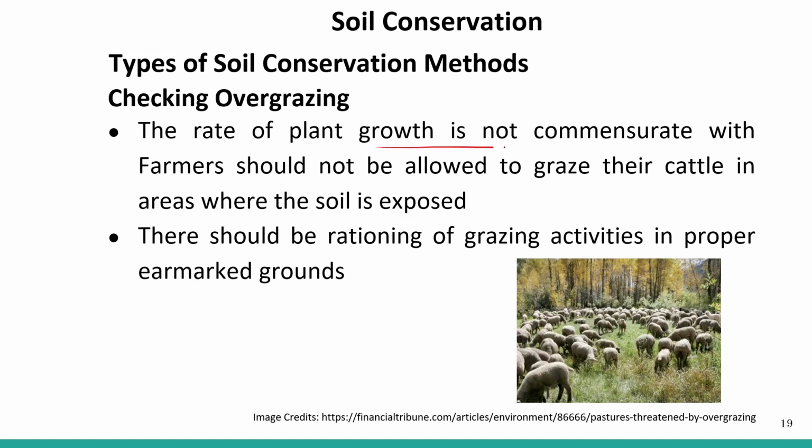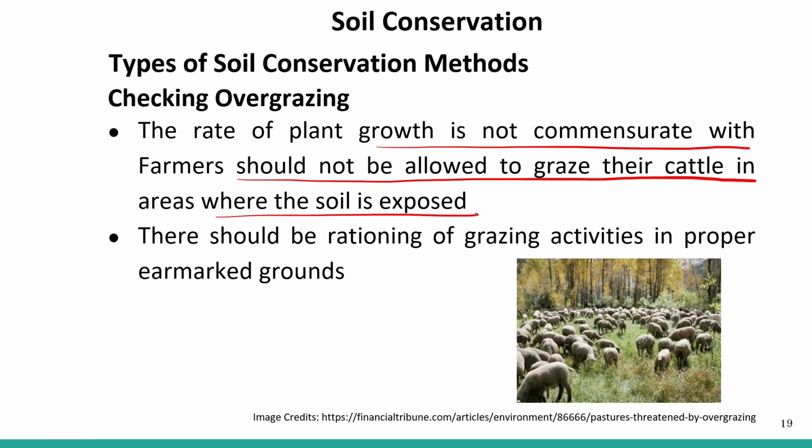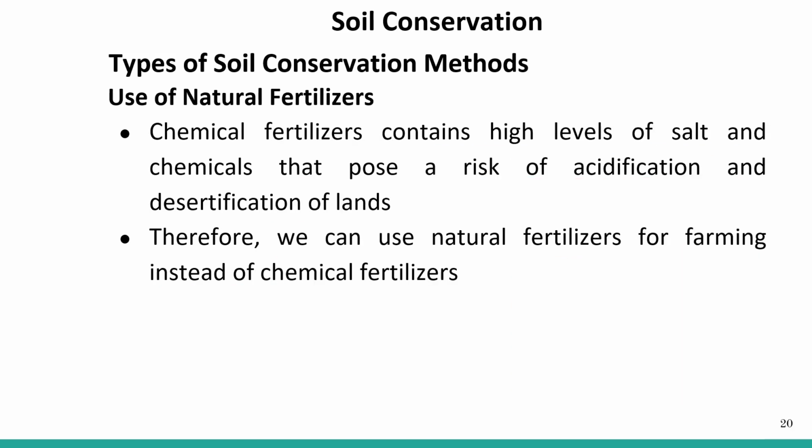Farmers should not be allowed to graze their cattle in areas where the soil is exposed, right? There should be rationing of grazing activity in properly marked ground. This year we can graze the cattle in one particular land, and next season in another land. So the first piece of land will have sufficient time to grow new grasses or new pasture. In this way we can monitor overgrazing.